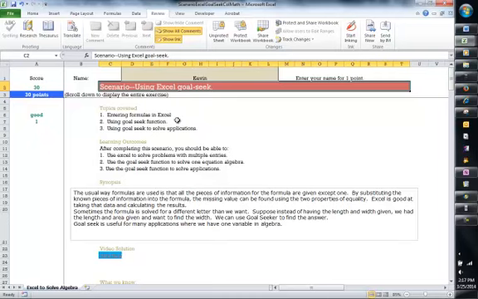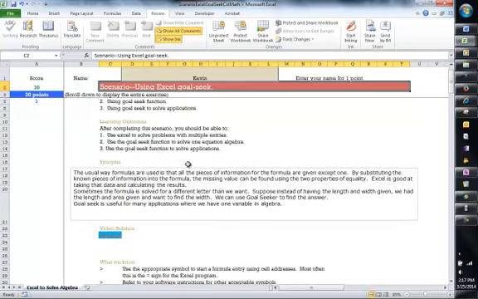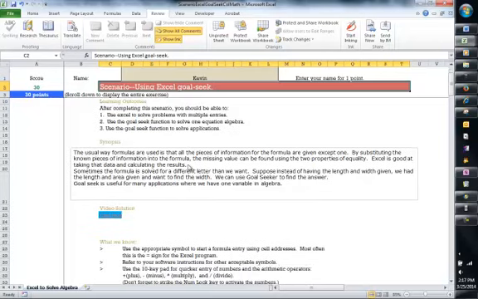We're going to enter formulas in Excel, use the goal seek function, and then use that goal seek function to solve applications. So our learning outcomes: we will solve Excel problems with multiple entries, use the goal seek function to solve one equation algebra, and then solve applications using goal seek.